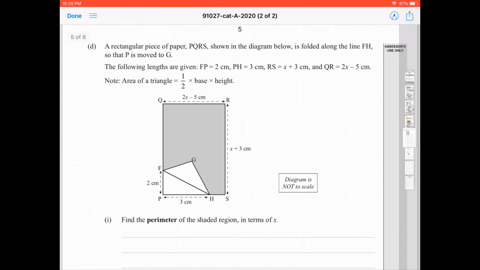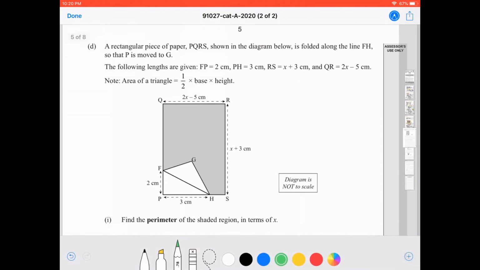Okay, moving on to question 2D. A rectangular piece of paper PQRS shown on the diagram below is folded along line FH, so that P is moved to G. The following lengths are given: FP equals 2, PH equals 3, RS equals x plus 3, and QR equals 2x minus 5. And they say again, area of a triangle is half base times height.